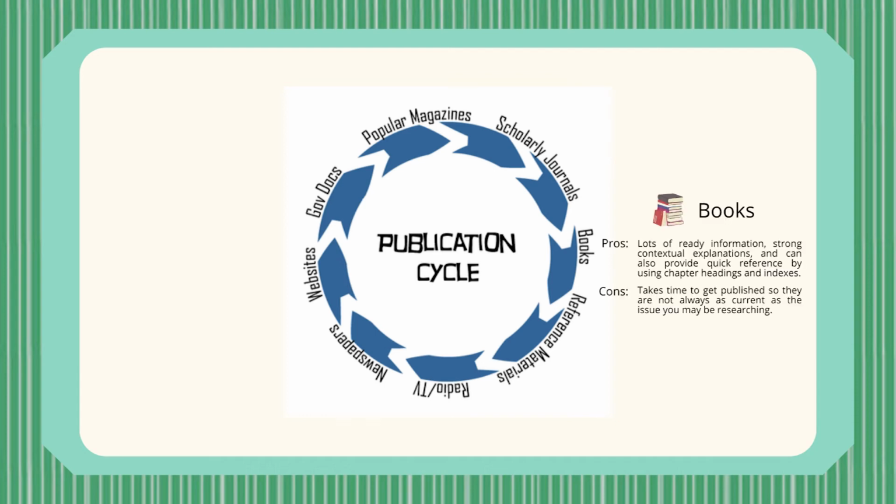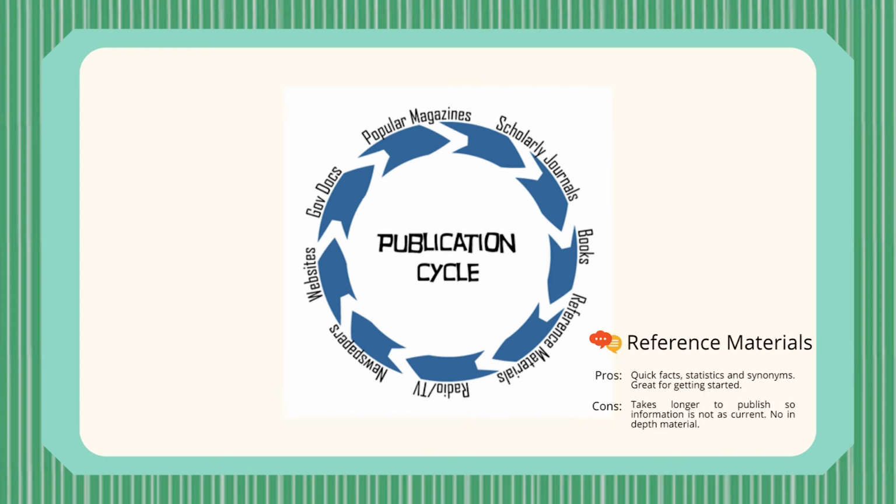Books. Pros: lots of ready information, strong contextual explanations, and can also provide quick reference by using chapter headings and indexes. Cons: takes time to get published, so they are not always as current as the issue you may be researching. Reference materials. Dictionaries, encyclopedias, almanacs. Pros: quick facts, statistics, and synonyms. Great for getting started. Cons: takes longer to publish, so information is not as current.